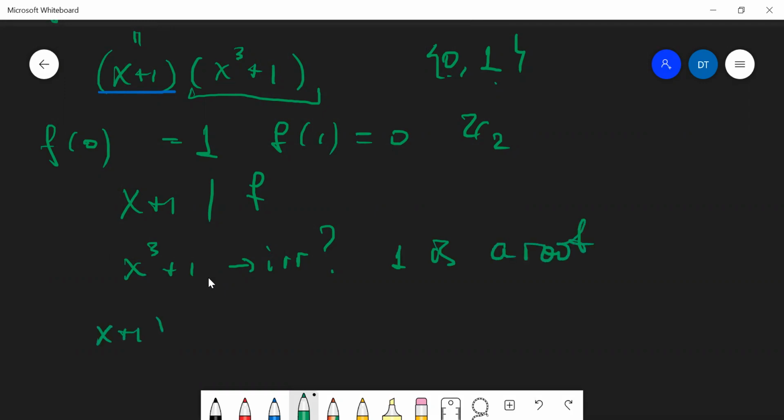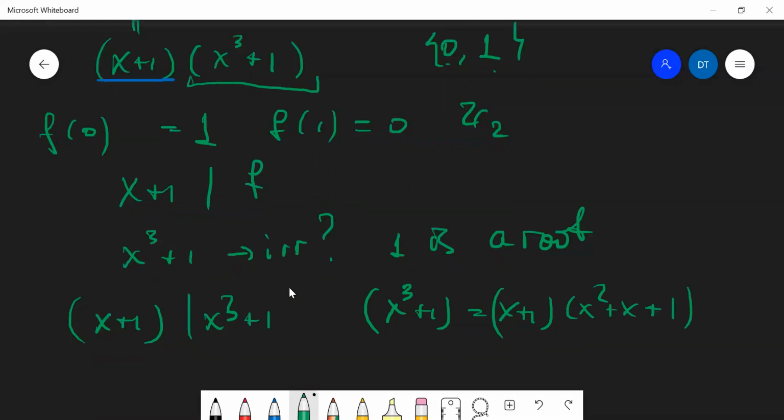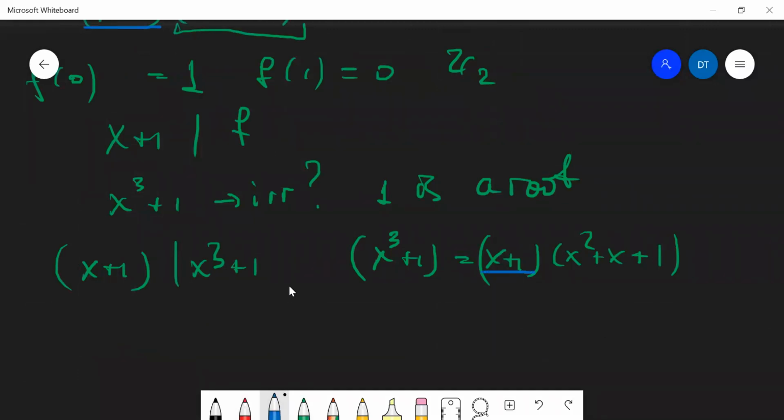So we can divide it by x + 1, and the result will be x^3 + 1 = (x + 1)(x^2 + x + 1). And we know that this polynomial is irreducible. And what about this one? It is irreducible. And why? Because it has no roots. Yes, exactly. You substitute 0 or 1, the result will be 1, so it's irreducible because it has no roots.